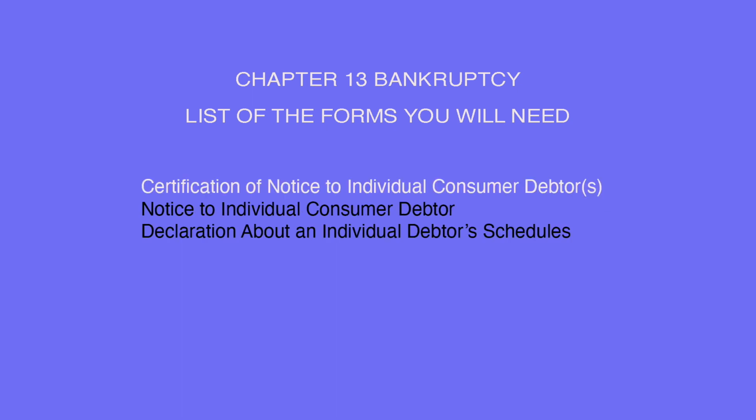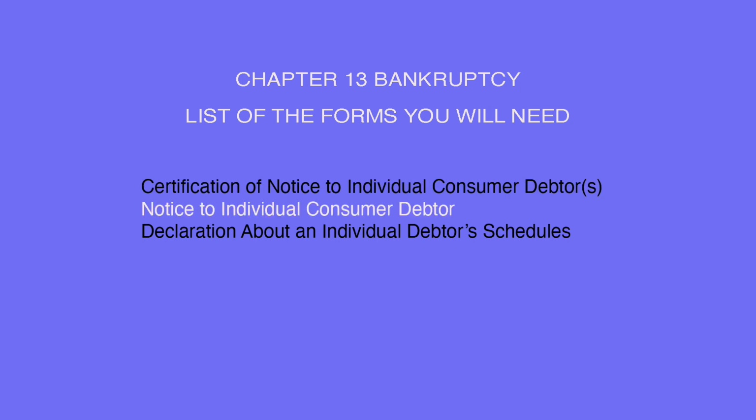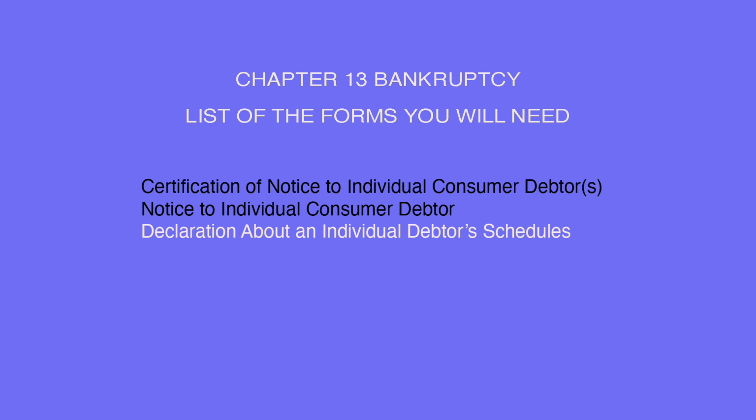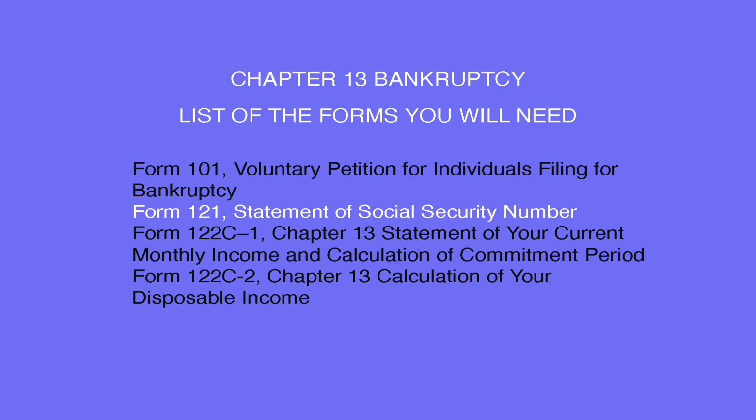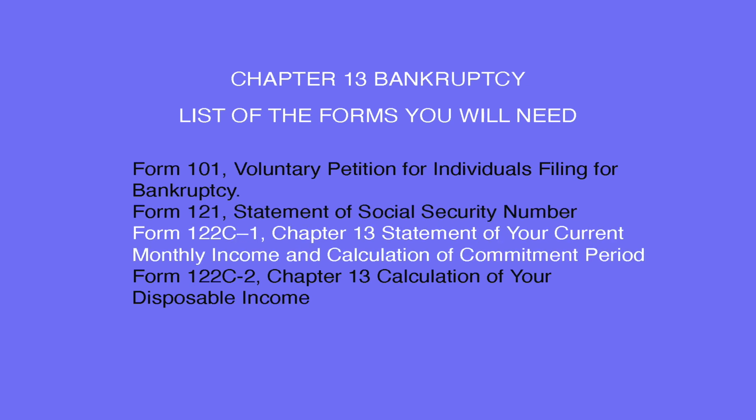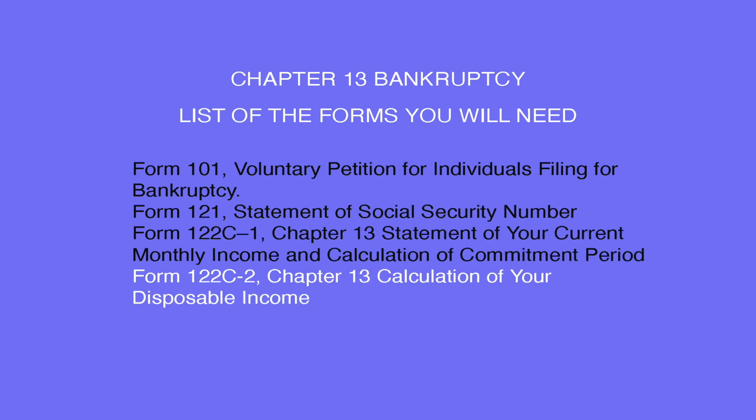Certification of notice to individual consumer debtor or debtors. Notice to individual consumer debtor. Declaration about an individual debtor's schedules. Form 101, Voluntary petition for individuals filing for bankruptcy. Form 121, Statement of Social Security number. Form 122C-1, Chapter 13, Statement of your current monthly income and calculation of commitment period. Form 122C-2, Chapter 13, calculation of your disposable income.